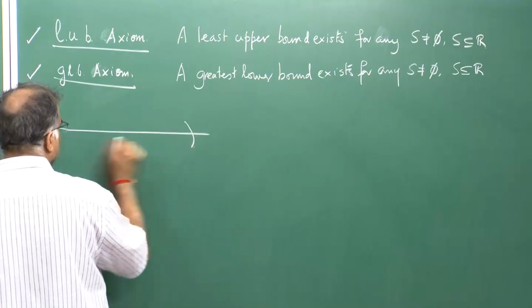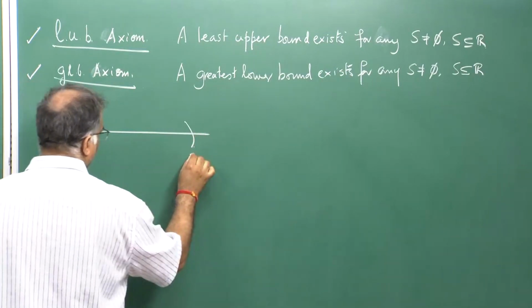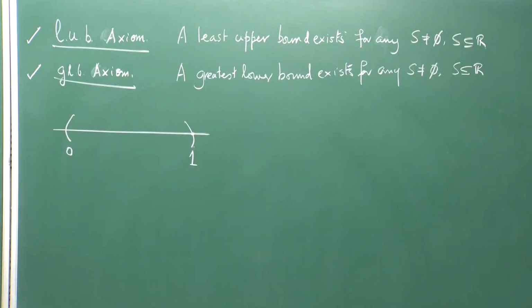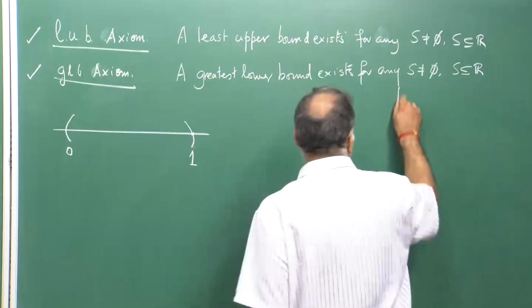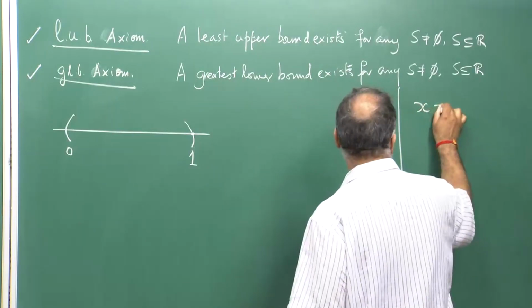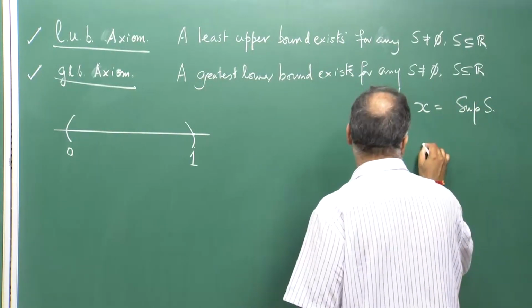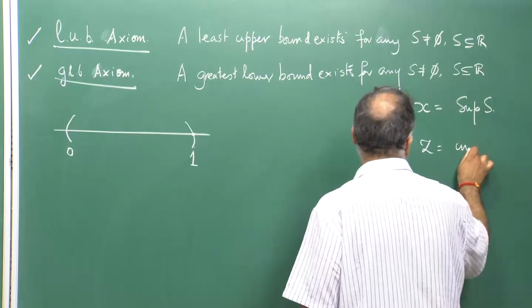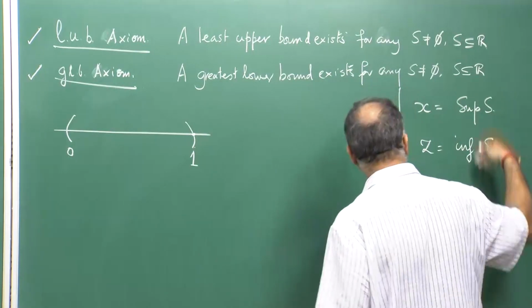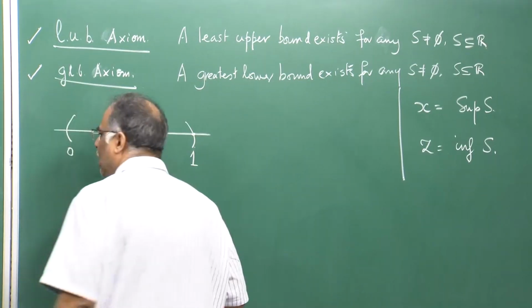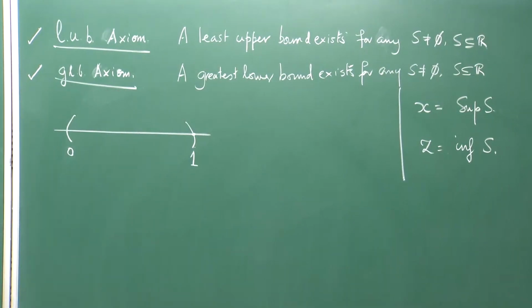Suppose you have taken this line 0 and 1 and you are claiming that 1 is a supremum. So, sometimes you write it in this way, x is equal to supremum of the set S, or say z equal to the infimum of the set S. This is the standard notation that you use in mathematics. So, if you take the set 0 1, what is happening? What does this lowest upper bound mean?